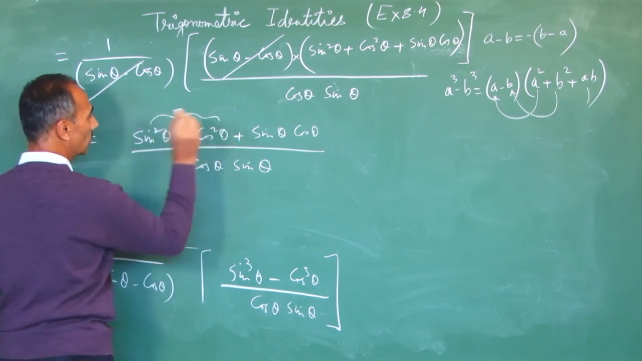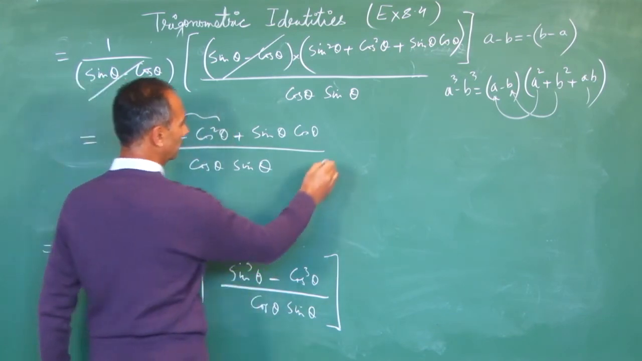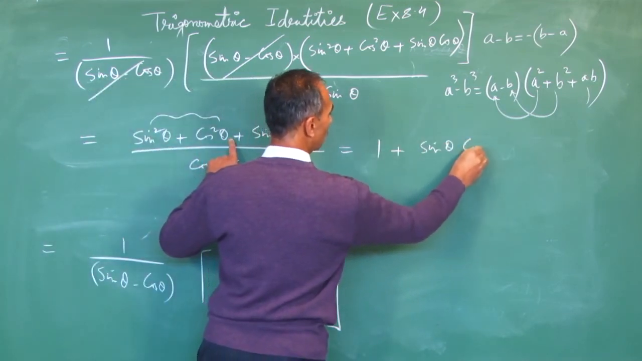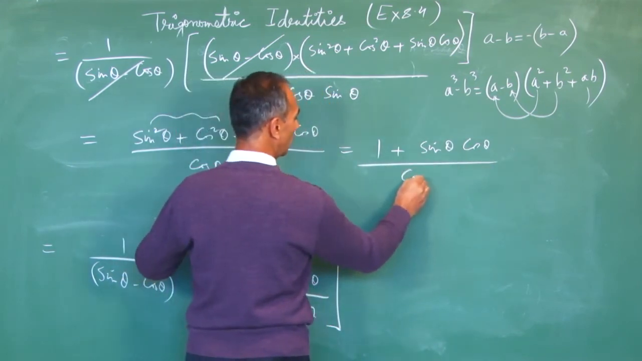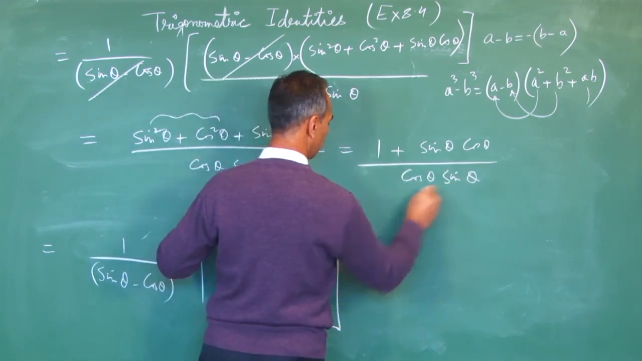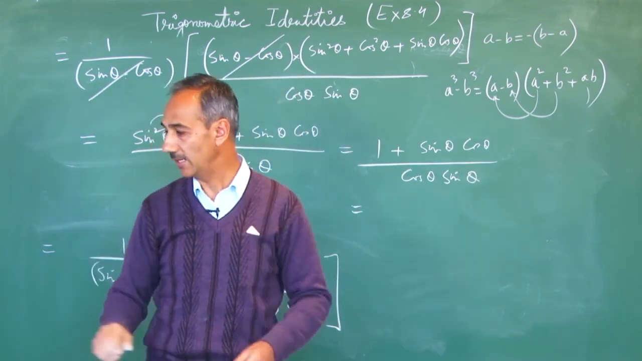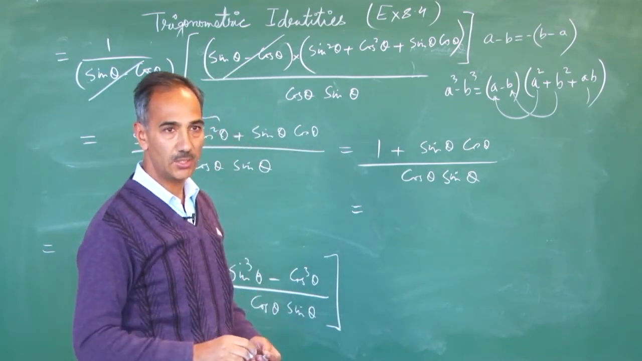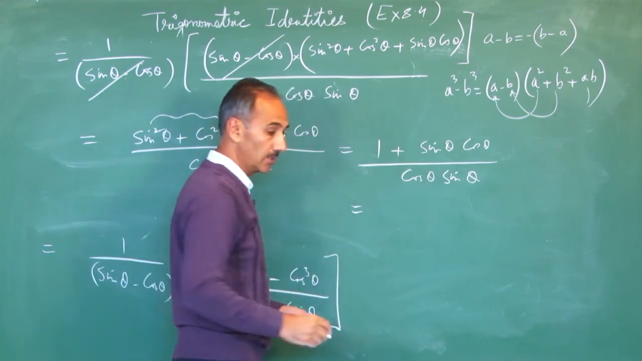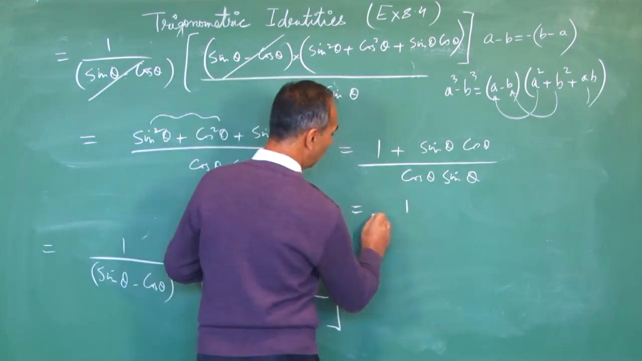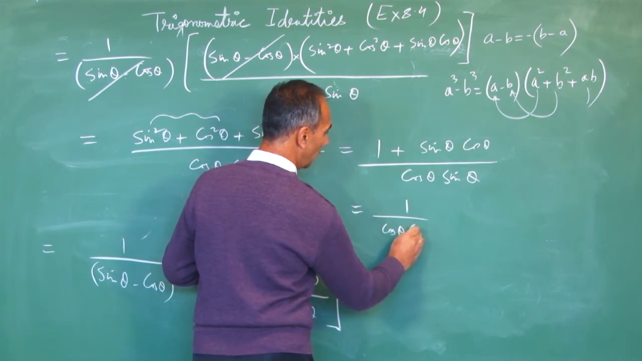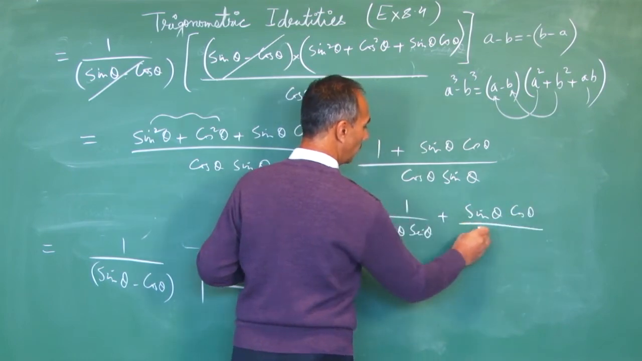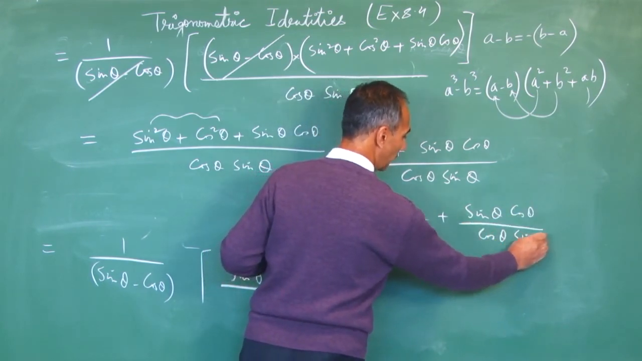Now sine square plus cos square theta is 1. So it is 1 plus sine theta into cos of theta, and the denominator is cos of theta into sine of theta. Let's see what our right hand side was. The right hand side is 1 plus secant into cosec. Now there's nothing in the denominator to worry about. Let me divide. This will be 1 upon cos of theta into sine of theta plus sine theta cos theta upon cos of theta into sine of theta.